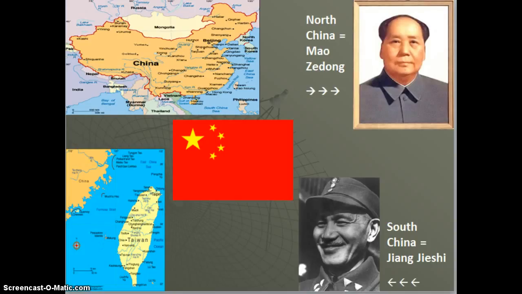All right. Here is a map of China, mainland China. There's the flag of China. There's the island of Taiwan. China, mainland China, the People's Republic of China, was led by Mao Zedong. And Taiwan is going to be led by Jiang Jieshi, also known as Chiang Kai-shek.